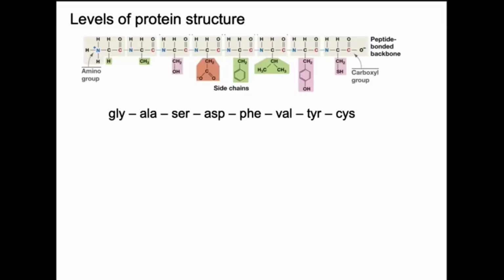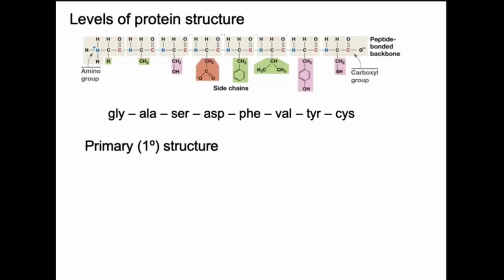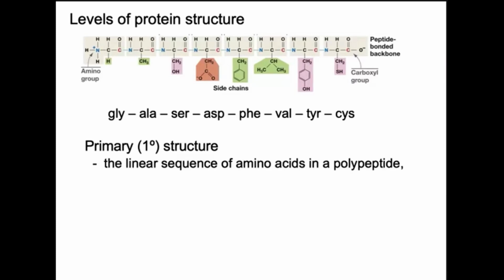Our discussion of protein structure. We're going to talk about the different levels of protein structure. What we've seen so far is what we call the primary structure of a protein. So the primary structure is just the sequence of amino acids, the polypeptide that we built in the last lecture segment.